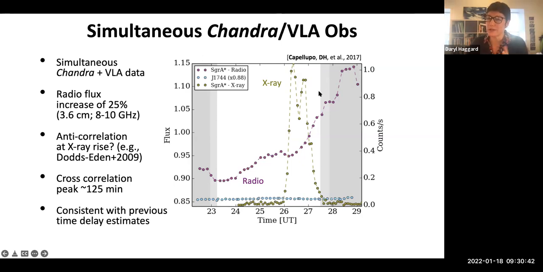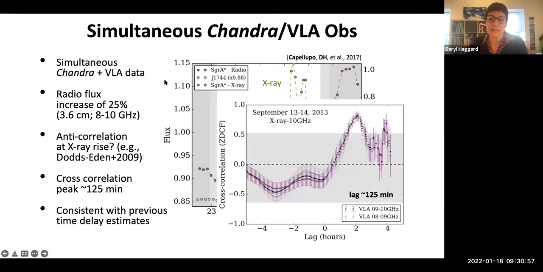If you do see a correlation, then you start to worry a little bit, because it turns out Sgr A* at radio wavelengths is almost continuously varying. So if your radio source is continually varying, and then you compare that to some X-ray flare, maybe you'd always see a correlation. And indeed, that's sort of what we found.